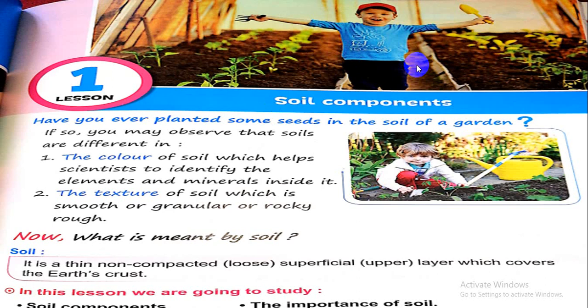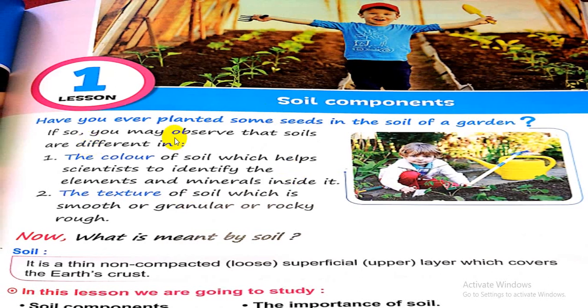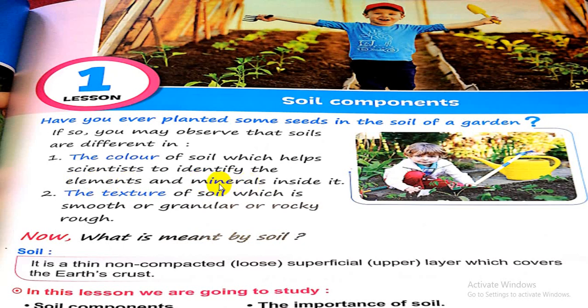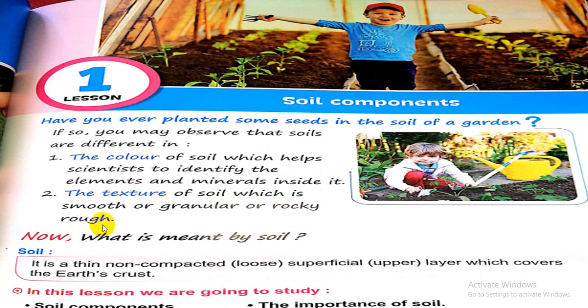Okay, let's start with soil components. All types of soils are different in 2 points. Number 1, its color. Number 2, its texture. The color of soil helps the scientists to identify the elements and minerals inside it. And the texture of the soil is smooth, granular, or rocky rough. So all types of soil are different in the color and the texture.